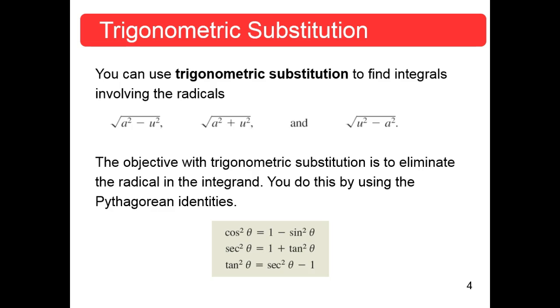And u being this. Well, 1 minus sine squared is cosine squared, or 1 minus cosine squared is sine squared. So that can undo this for us, and we'll be in great shape.